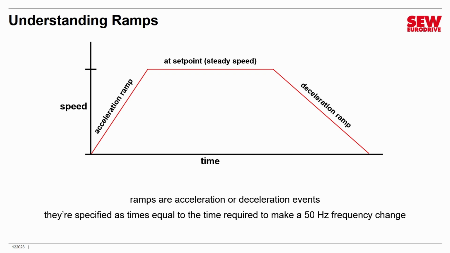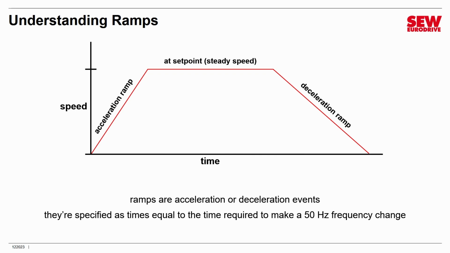We specify ramps in the VFD by setting parameters, and they are times equal to the time required to make a 50 Hz frequency change. Now that may seem a little odd to you because we think of acceleration and deceleration being associated with speed, but remember the VFD is controlling speed by controlling frequency. Now you may wonder, where does 50 Hz come from? Well, in European countries they typically use 50 Hz motors, and so a 50 Hz frequency is the maximum speed. So if you accelerate the VFD from a full stop, you go from 0 Hz to 50 Hz, and if you decelerate it, you go from 50 Hz down to 0.